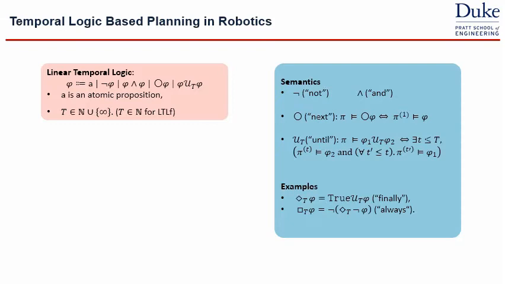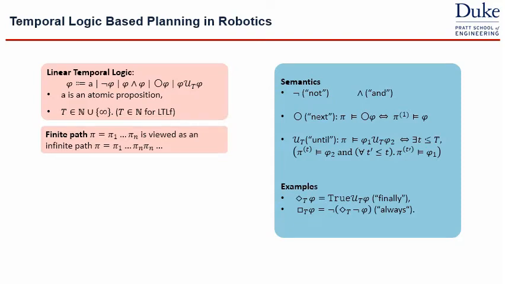Using these 5 rules, we can express common planning objectives such as something finally happens on a path, or something always happens on that path. We note that linear temporal logic is originally defined for infinite paths, but it can also be used for finite paths if we view them as a special case of an infinite path. And in robotic planning, we are usually more concerned with finite paths. Therefore, we consider the finite time fragment of linear temporal logic. This finite time fragment is derived by setting the time horizon t in the until operator to be bounded, and we call this finite time horizon fragment LTLF.